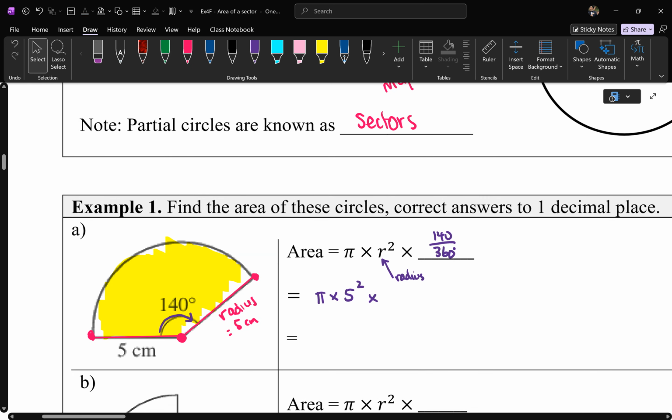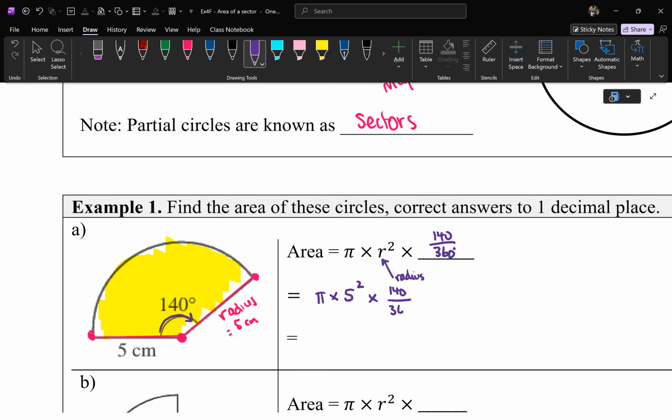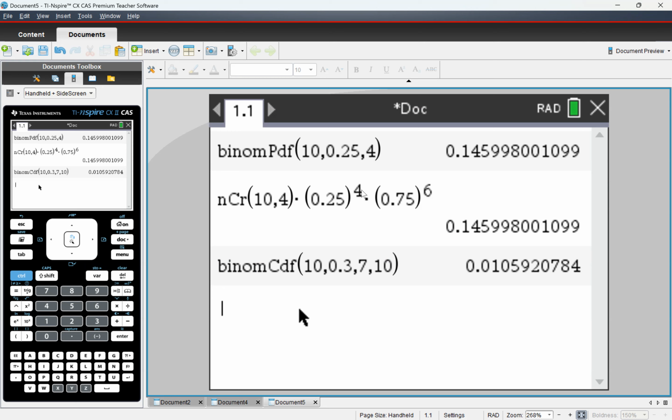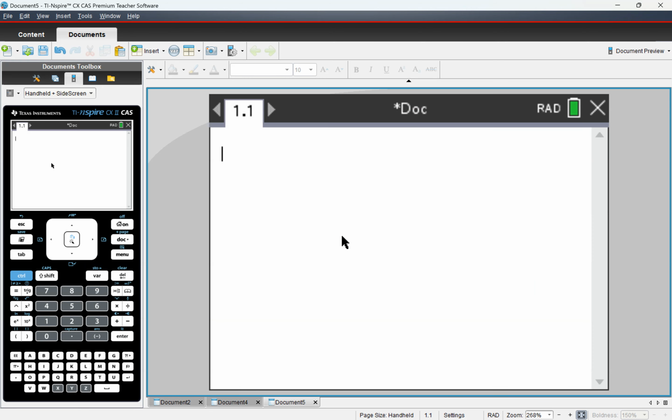Okay, so therefore, you just now type on your calculator: pi times 5 squared times 140 divided by 360. Grab out your calculator. Let's see if you type it correctly. Remember, 5 squared is not 5 times 2. 5 squared is 5 times 5. Here we go. Let's do it.